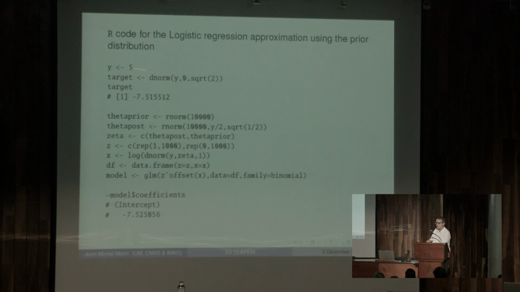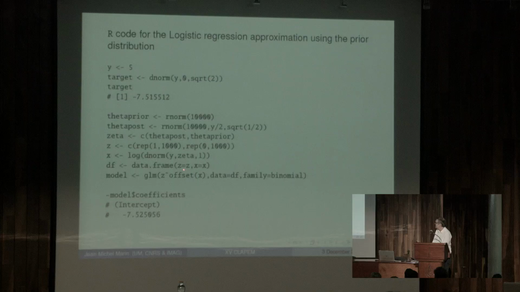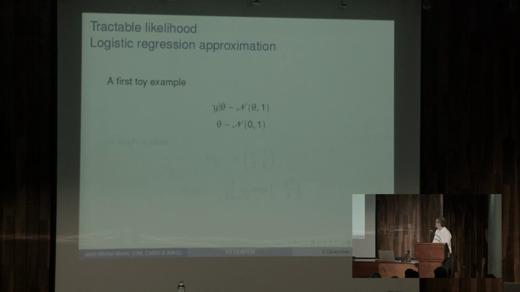And what I do here, I simulate a sample from the prior, I simulate a sample from the posterior, I concatenate these two vectors, I create the simulation allocation, one when this is the posterior and zero when this is the prior, I create the covariate x, and then I use the GLM function to estimate the intercept of this logistic regression model. I set the offset here to say that you don't have to estimate the parameter associated with this covariate x, because remember, this parameter is exactly equal to 1.